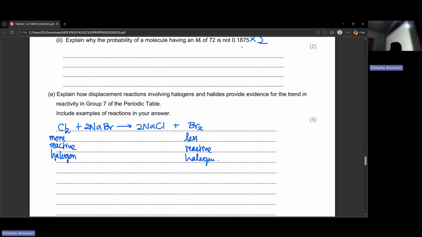Give at least one reaction like this. Today the color change is what we mention. Sodium bromide and fluorine together is a colorless mixture. But bromine aqueous is orange. So the colorless solution goes orange.